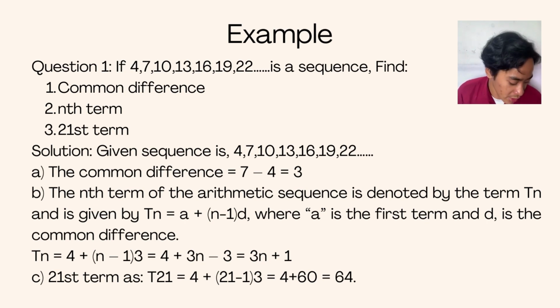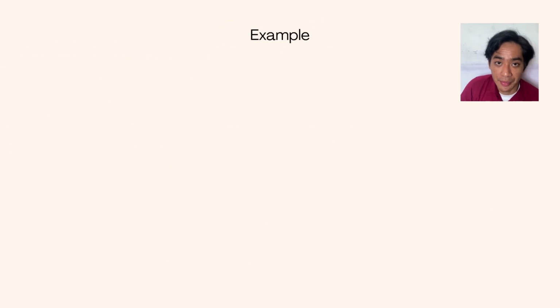Okay, the third is the 21st term. T21 is equal to 4 plus 21 minus 1 multiplied by 3. And we get 4 plus 60. And the answer is 64.